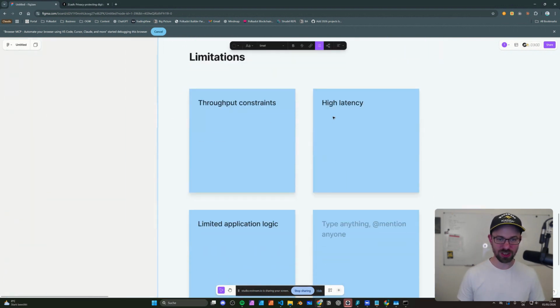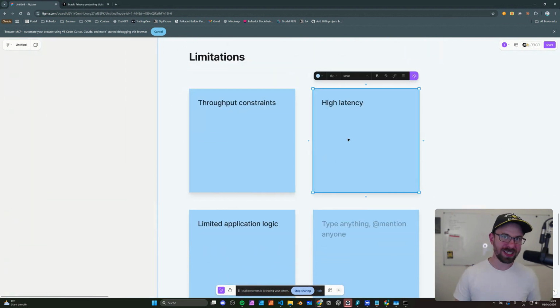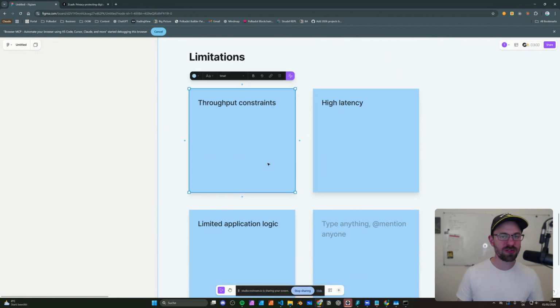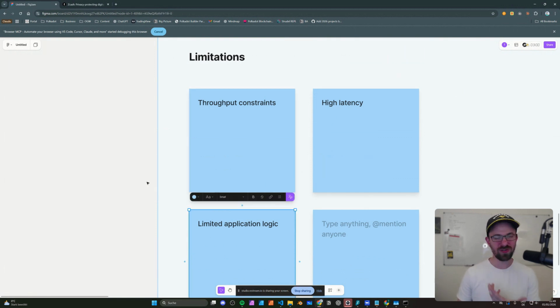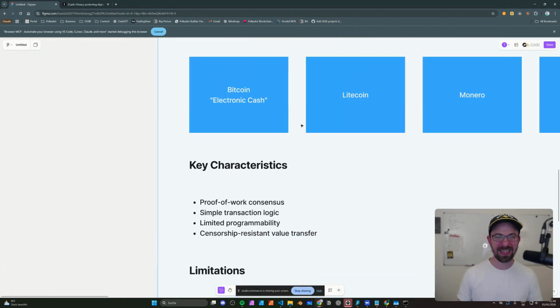But of course, there were limitations. A Bitcoin block comes in every 10 minutes. It has a limited amount of transactions that can go in. And so these were already very early discussion points. And then, of course, you cannot do a lot of logic and programmability in Bitcoin.